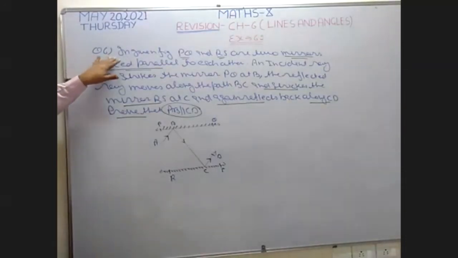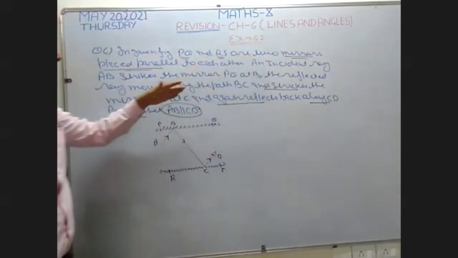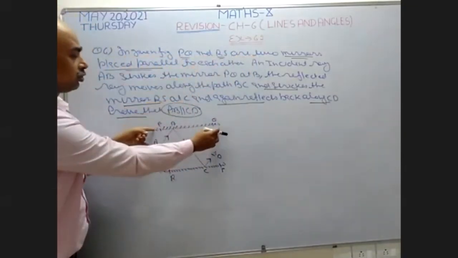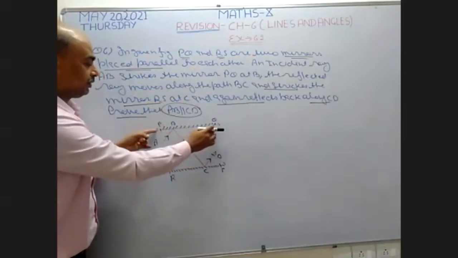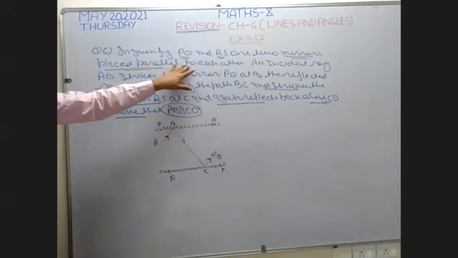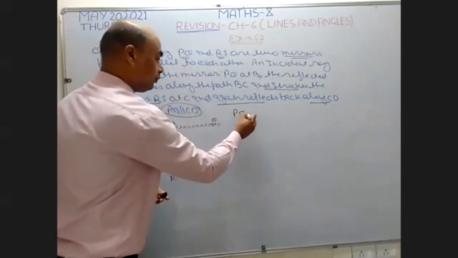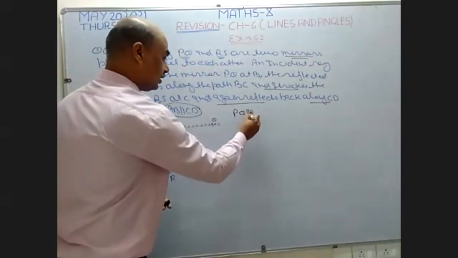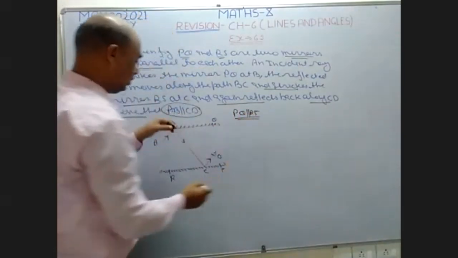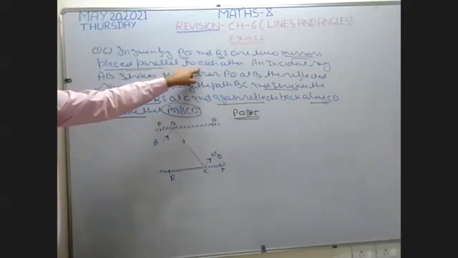In question number 6, what is given? In the given figure, PQ and RS are two mirrors. These two mirrors are given. This is not only a straight line. PQ and RS are mirrors, and they are placed parallel to each other. It means PQ and RS are parallel to each other. These two mirrors are placed parallel to each other. This is written in the question.